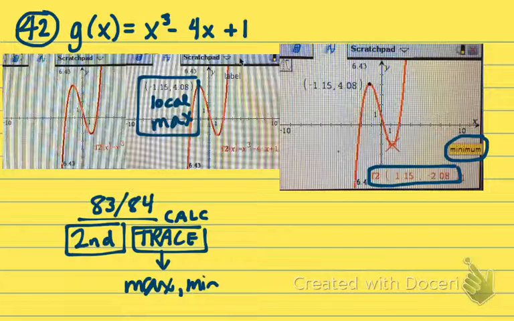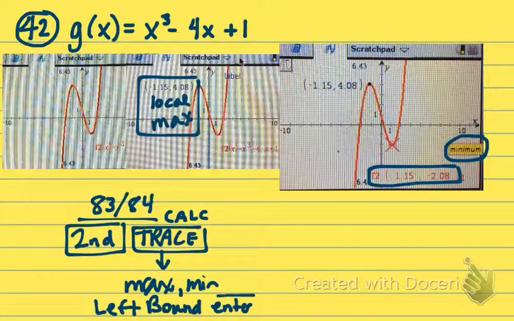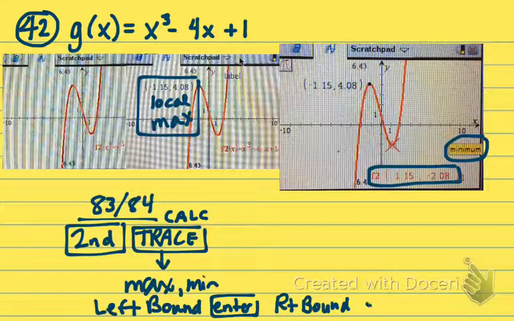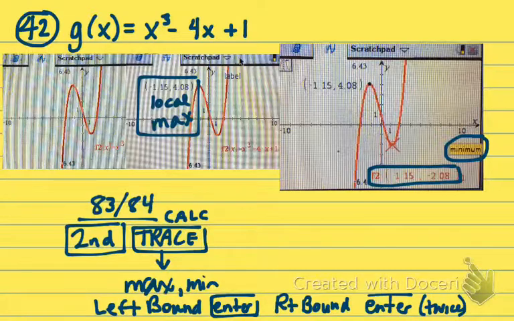And then it will ask you for a left bound, and then you move your cursor over to the left of the maximum or minimum you want it to tell you about, and then you hit enter. And then you do right bound, same thing, hit enter. But on this one you hit enter twice because it asks you for a guess, which I don't really see the point of. So you're going to hit enter twice, and then it'll tell you the answer on screen.